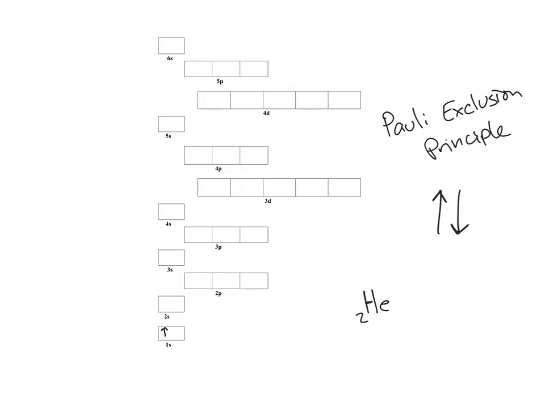So electrons are going to fill the lowest energy level, but they can only fit 2 in a box, and one has to be up and the other has to be down. So helium's 2 electrons will both be in the 1s, one up, one down. So helium's electron configuration is 1s with 2 electrons in it, 1s2.